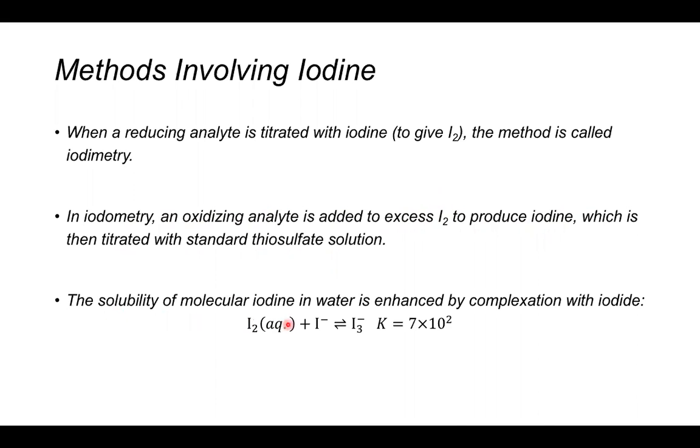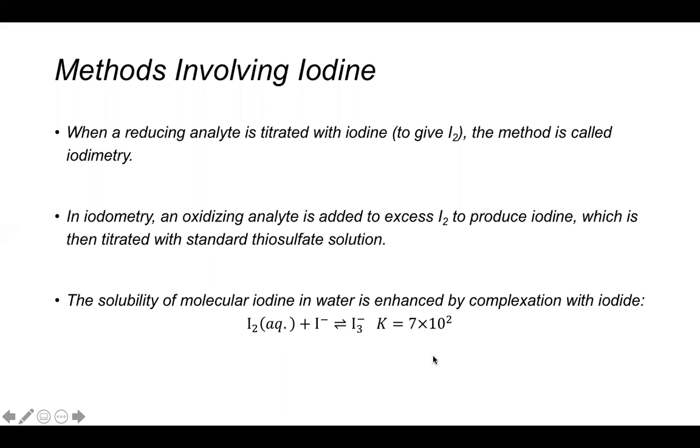So the solubility of molecular iodine in water is enhanced by complexation with iodide. So iodine here can be complexed with iodide to produce I3 minus, where the equilibrium constant for that is heavily to the right-hand side, so it mostly forms the products. So this is the kind of reaction which is occurring within the system.